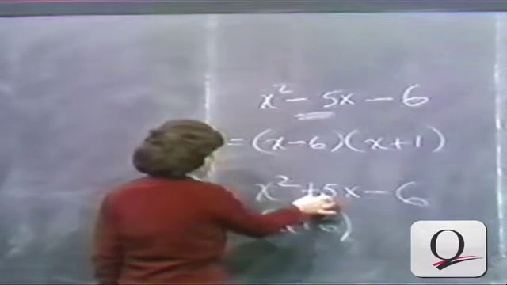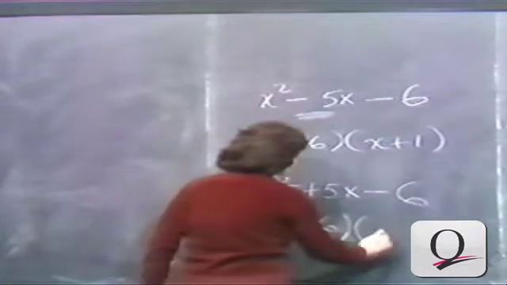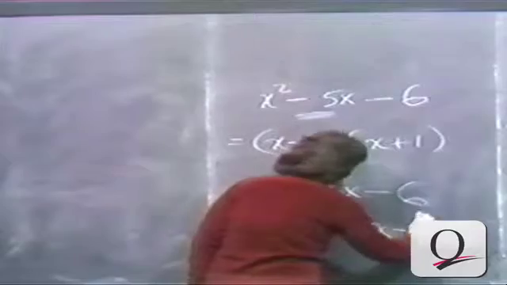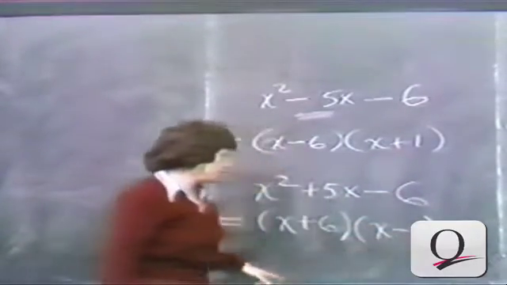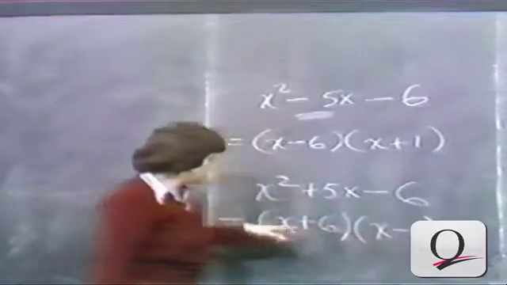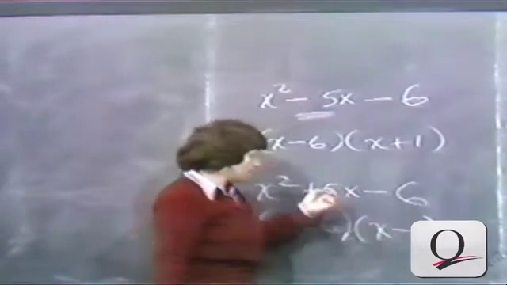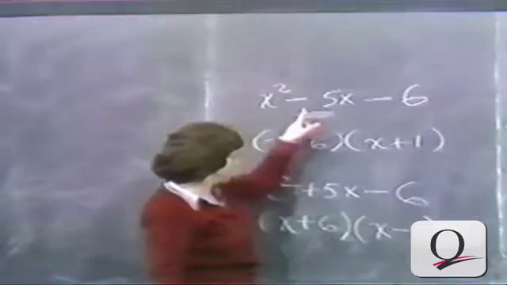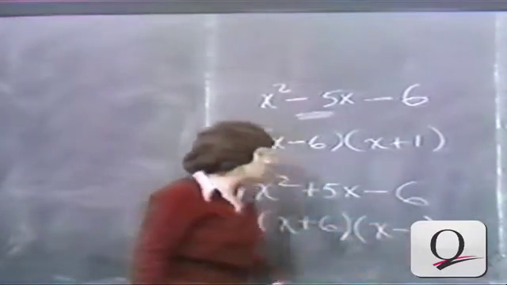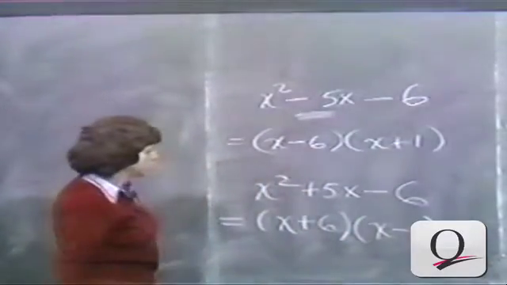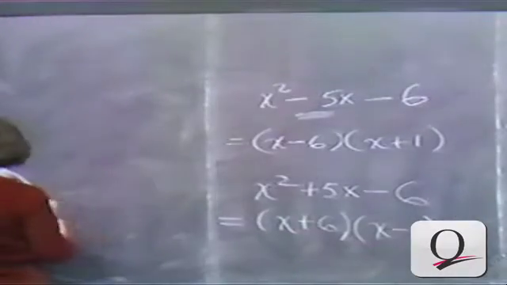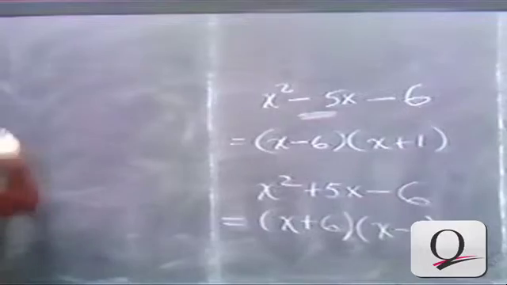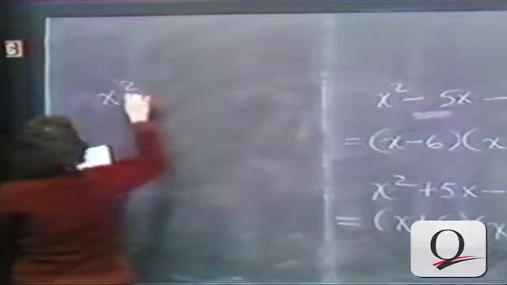The outer is minus x. The inner is 6x. That gives you the plus 5x now. The last terms give you the minus 6. Okay, let's try two more problems. x squared minus x minus 6, and also x squared plus x minus 6. You can shut off the videotape machine if you want to try these on your own, and come back to me after you've tried them.